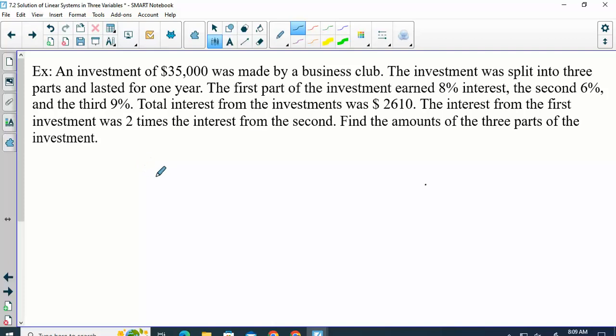Okay, there's a lot here. What do I need to do first on the word problem? Just find our variables. So we know we have three different parts. So that's x, y, and z. So x could be the amount at 8%. Y is the amount at 6%. And z is the amount at 9%.